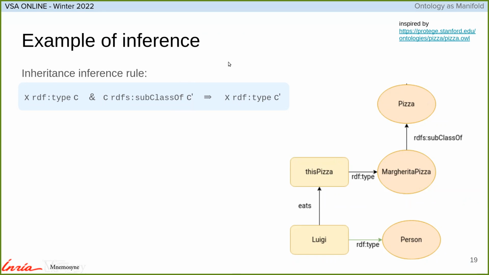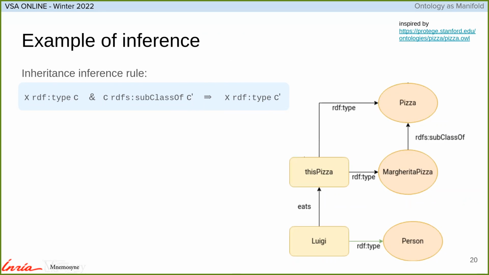We would like to perform inferences on that using a rule called the inheritance inference rule. This rule states that if we have an instance X of a class C, and we have a class C that is itself a subclass of the class C prime, then X is also an instance of C prime. In that case, we can add a relationship type between this pizza and pizza. So we can infer that this pizza is an instance of the class pizza. And this is the kind of reasoning that we would like machines to perform automatically just by using vector calculations.